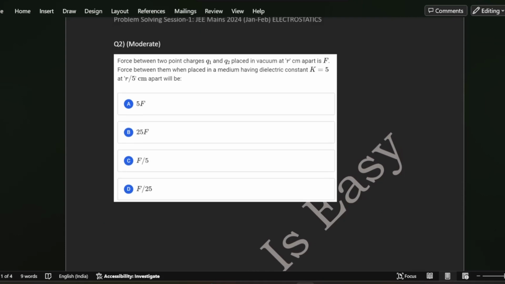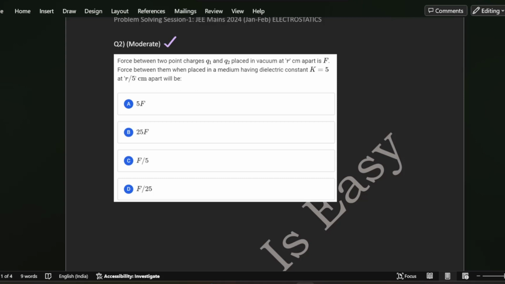This is a bit on the heavier side. You can say a moderate question. You can see I have labeled its difficulty as moderate. So here the question is: the force between two point charges Q1 and Q2 placed in vacuum at r centimeter apart is F.